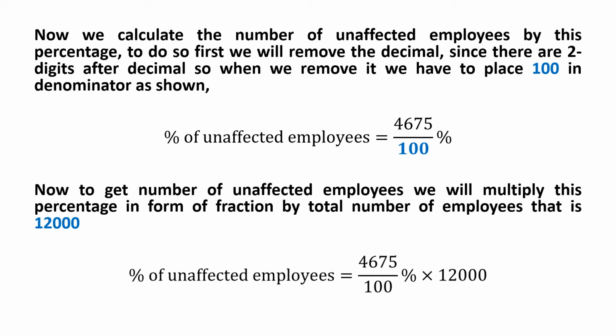Now we calculate the number of unaffected employees by this percentage. To do so, first we will remove the decimal. Since there are 2 digits after the decimal, when we remove it we have to place 100 in the denominator as shown. Then to get the number of unaffected employees we will multiply this percentage in the form of a fraction by the total number of employees, that is 12,000.